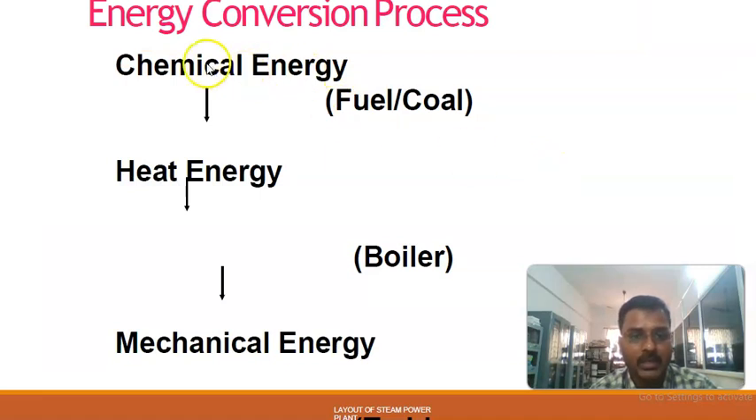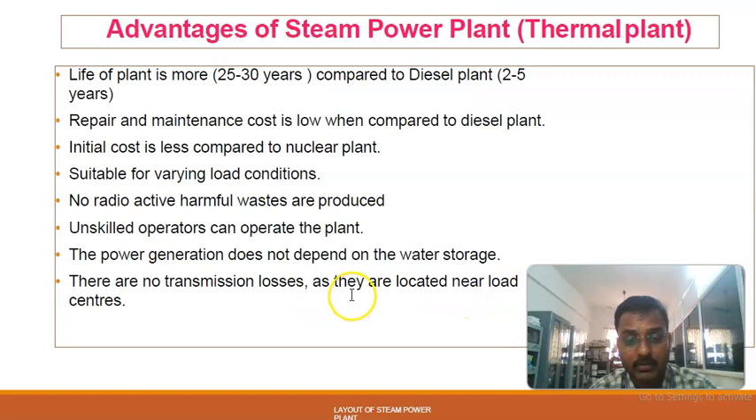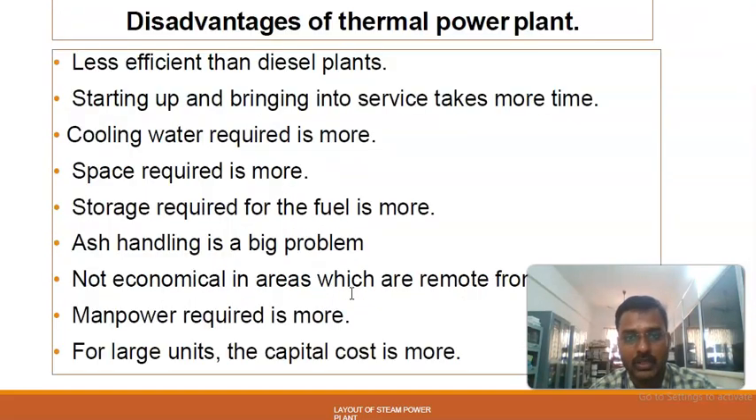Energy conversion: the chemical energy in the fuel, coal and liquid, will be converted to heat energy with the help of the boiler, and then with the help of the turbine will be converted to mechanical energy. These are some of the advantages and disadvantages of the thermal power plant.